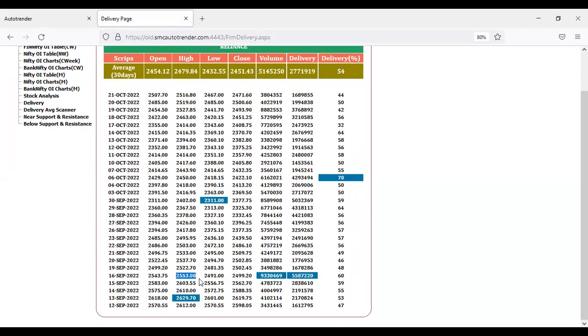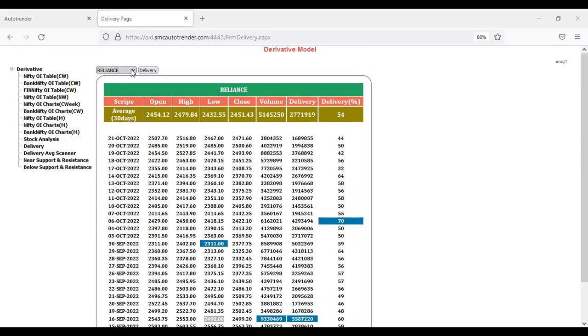So once it crosses that 2553 level, which I think eventually it will cross tomorrow or after that, you can consider it in your investment list by keeping a stop loss of 2491. This is the thing. So these two stocks are good enough.